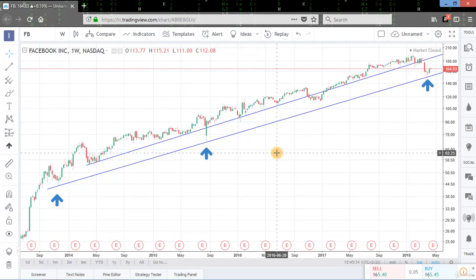So in this lecture, we learned about how to draw an accurate trend line, because it is very important to draw an accurate trend line to get our entry and exit points.